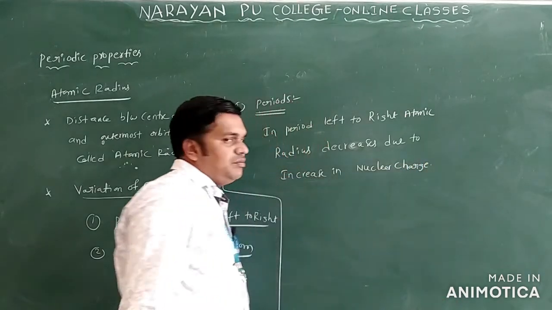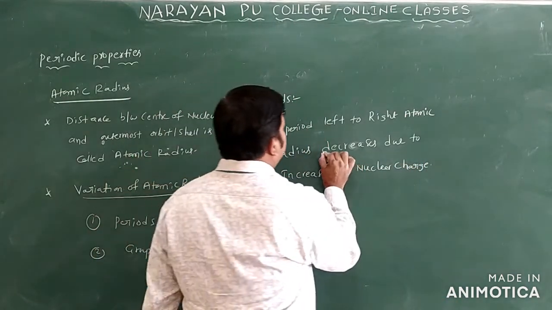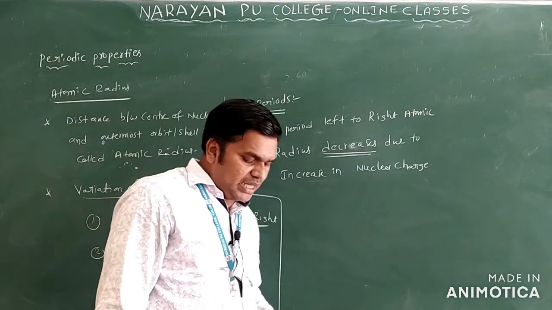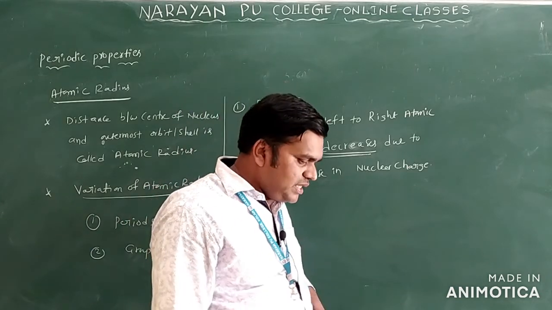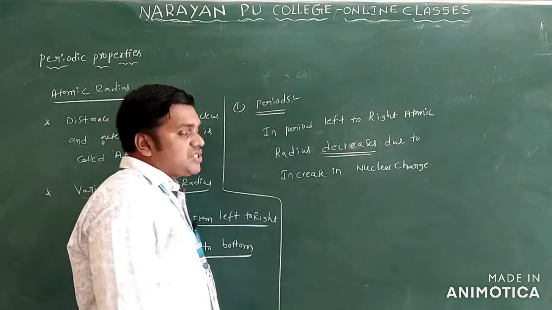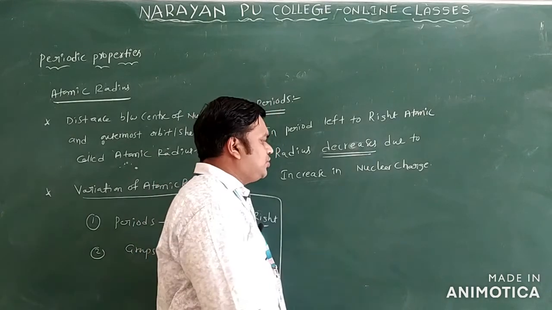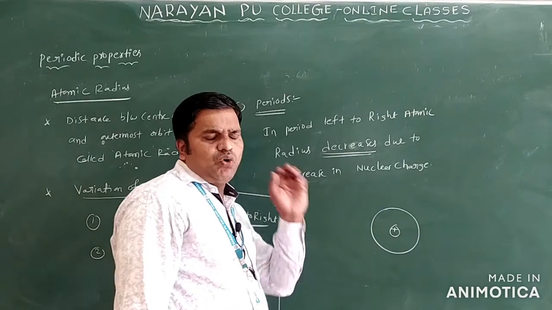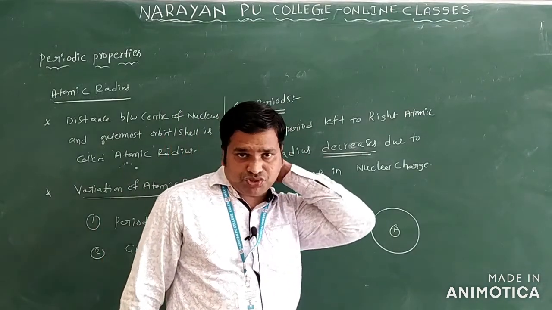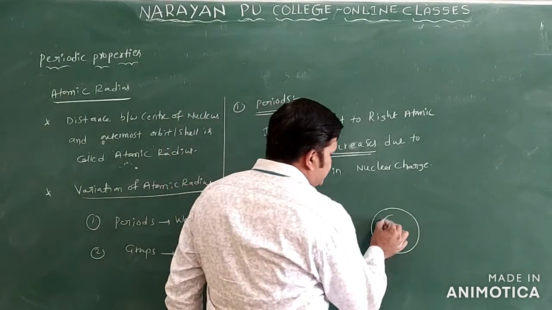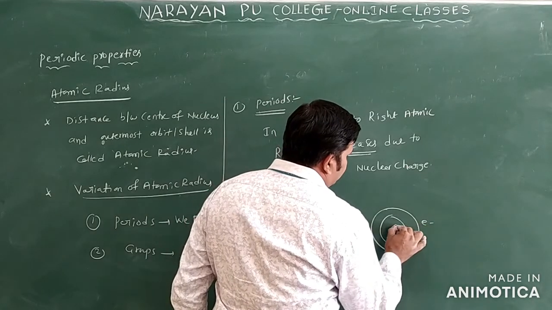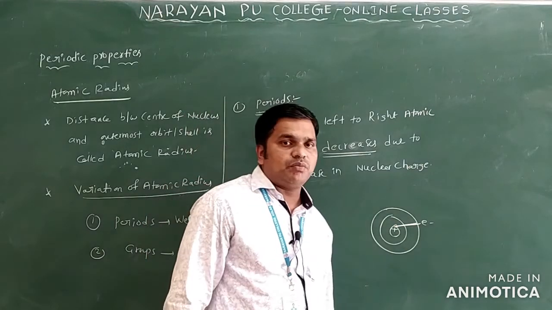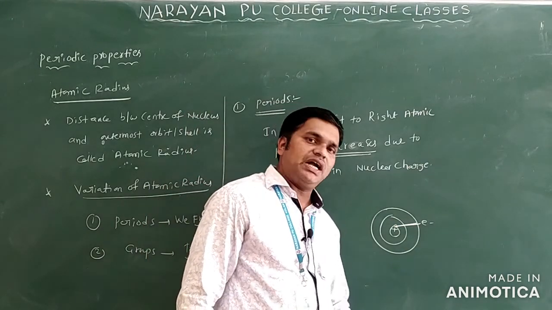So, a very important concept here. In a period, from left to right, atomic radius decreases. This is due to what? Increase in the nuclear charge only. Suppose you observe this, this is the nucleus. Generally, the nucleus has a positive charge. Here we have different shells. If you consider the atomic radius, the distance between the center of the nucleus and the outermost orbit is called the atomic radius.